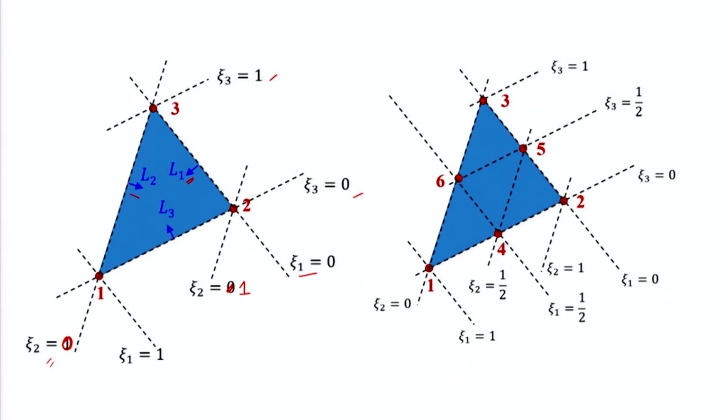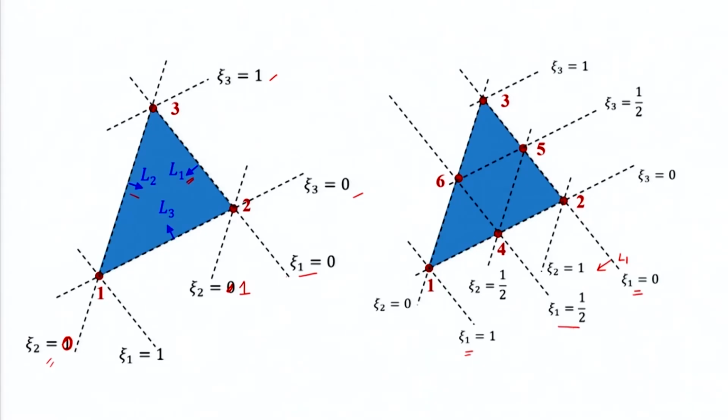So let's talk about xi1, only the L1 direction. This is our L1 direction. So xi1 will be 0 here and xi1 will be 1 at node number 1, and this node is equally spaced. So at node number 4, xi1 will be half.